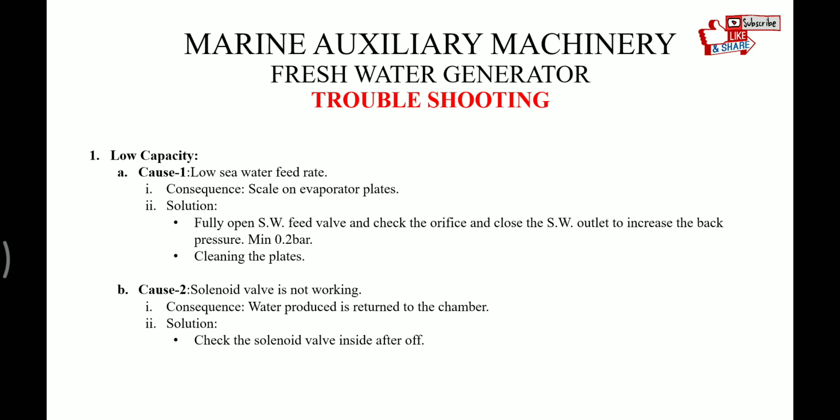First problem is low capacity. That is, the freshwater generator is not producing the correct amount of fresh water. So the cause: low seawater feed rate. Consequence is scale on the evaporator plates, and the solution for that is fully open the seawater feed valve and check the orifice. Close the seawater outlet to increase the back pressure. Minimum back pressure which is required is 0.2 bar. And if the problem is not solved, then clean the plates.